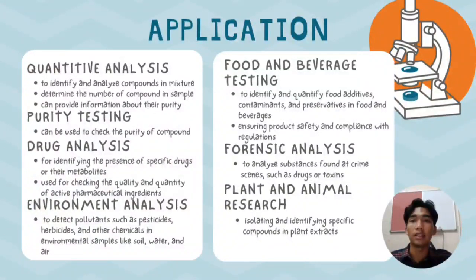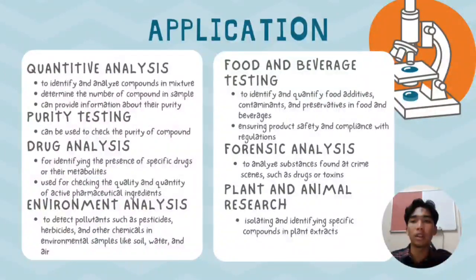Number three, drug analysis. In pharmaceutical analysis, TLC is used for identifying the presence of specific drugs or their metabolites in the sample. It's often used for checking the quality and quantity of active pharmaceutical ingredients. Number four, environmental analysis. It is employed to detect pollutants such as pesticides, herbicides, and other chemicals in environmental samples like soil, water, and air.